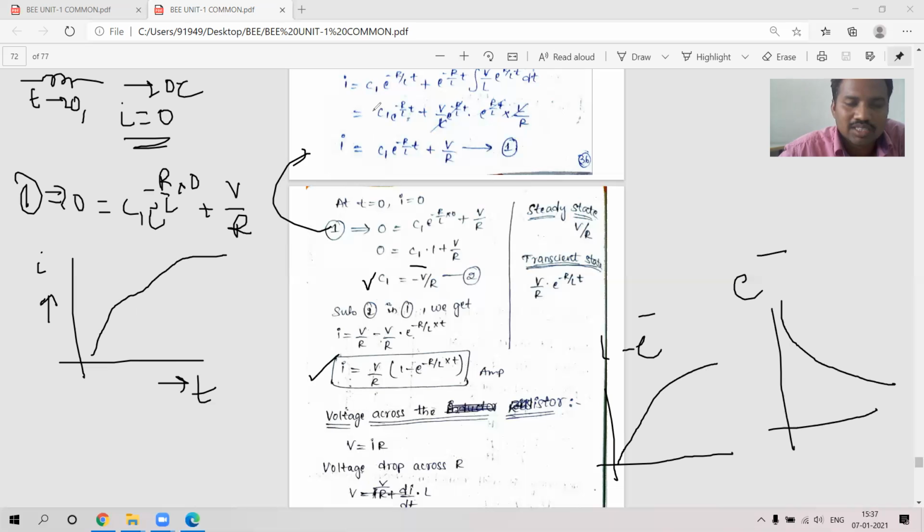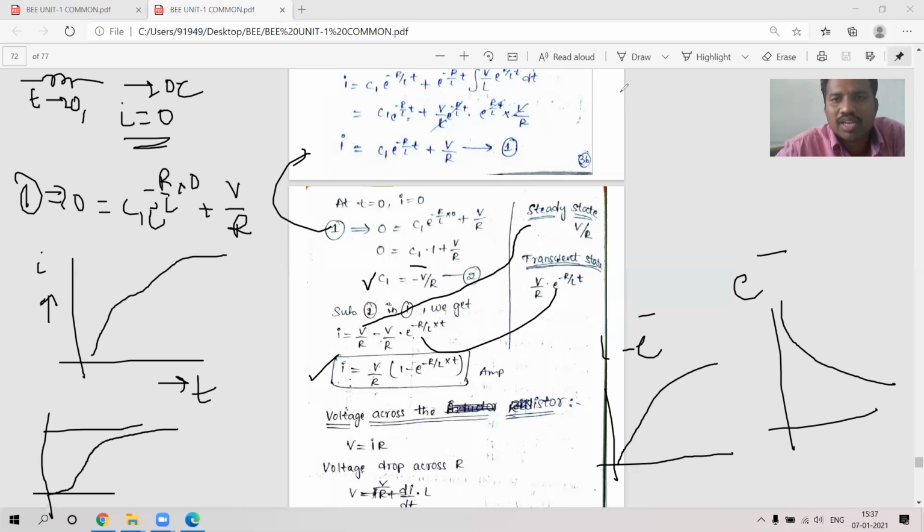So the question they asked was the analysis of a first order RL circuit. We are getting two terms: one is the V by R term, another is the exponential term. V by R is the steady state current, and the other is the transient. Why is it transient? Because of the switching, it takes time to reach the final value. In DC the magnitude must be constant, but because the initial open circuit past history is considered, it takes some time to reach it.